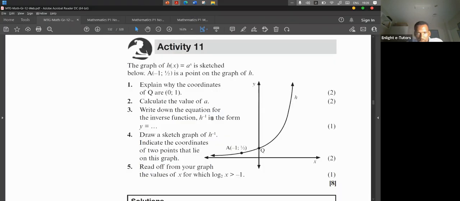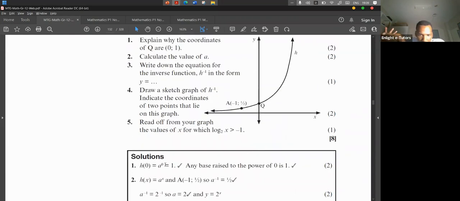Oh yes, so you're given the graph, h at x is equal to a to the power x, sketched below, which is this exponential, and a is on the point. Then explain the y coordinates. The coordinates are 0 and 1. I think this is just what you call the y-intercept. Let's say if you put 0 here, it's 1, which means h cuts at 1.